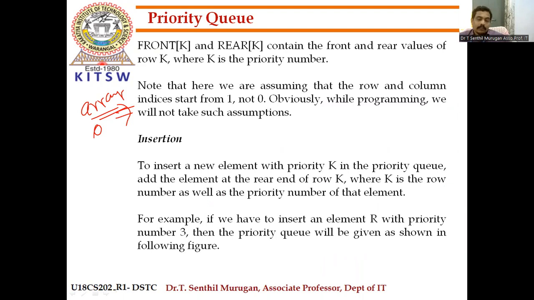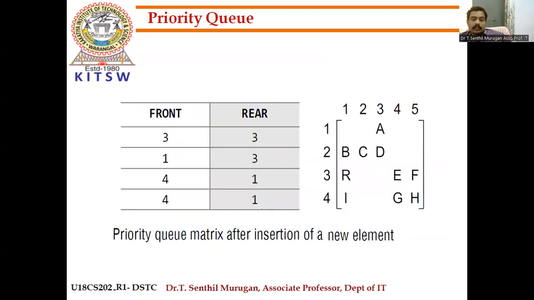For example, we insert the element R with priority number 3. Then the priority queue is shown like this. The priority given is 3, so in Q3, where k means 3, we insert it. So now it is changed at the rear position.